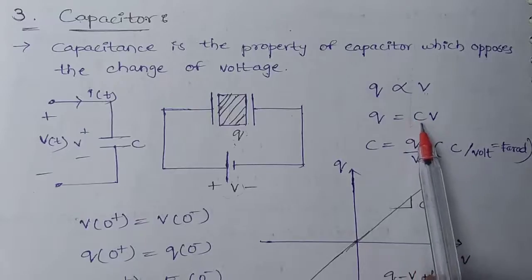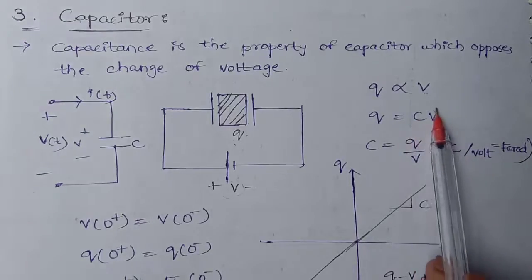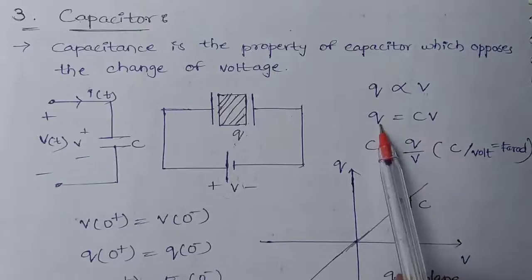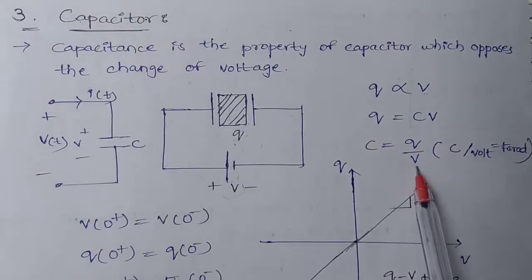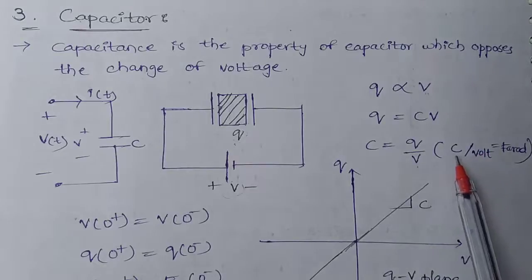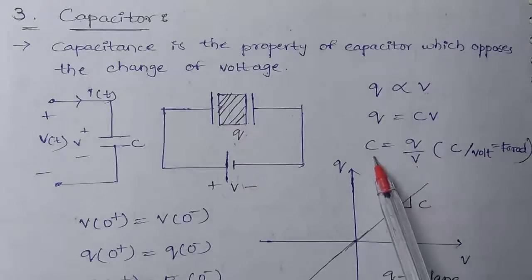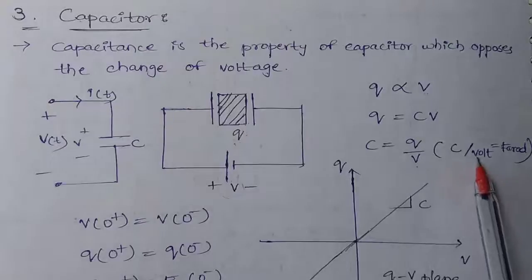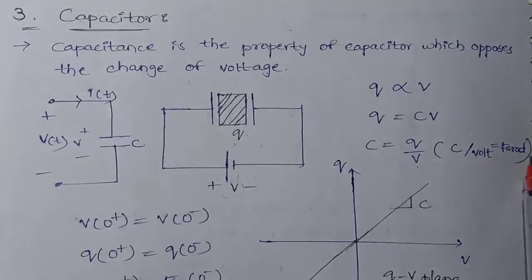If I want to find this capacitance value, we need to shift this V from this side to this side. We will get C is equal to Q by V. Right? Now, the units for capacitance are coulomb per volt, which is called as farad. Okay?